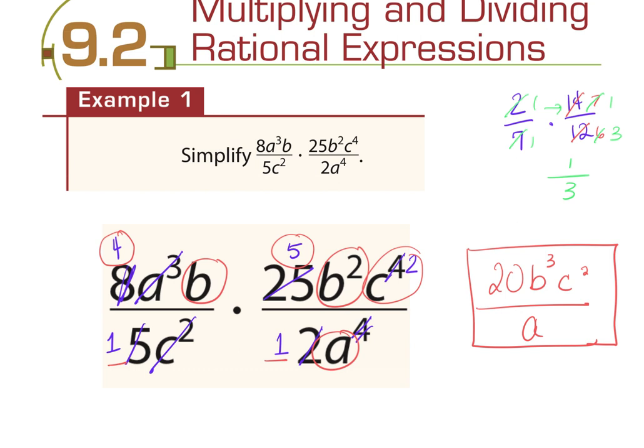So you could multiply everything across and then reduce at the end, but you're going to have much larger numbers. So canceling is the method that you're going to want to use here.